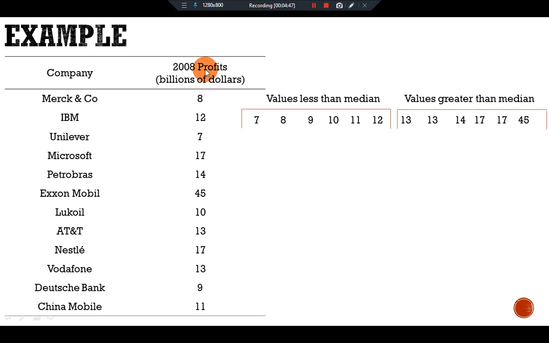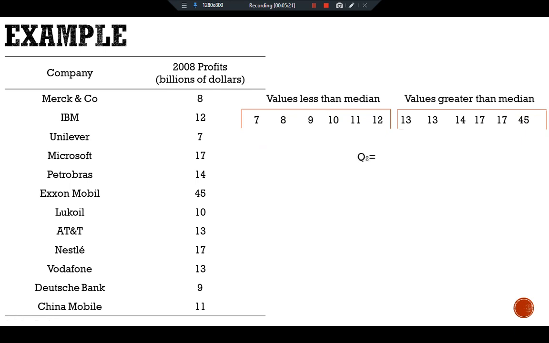Here we have a mixed data set, but we arrange the data set in increasing order: 7, 8, 9, 10, 11, 12, 13, 14, 17, 17 and 45. So we divide the data set into two parts, that is values less than the median and values greater than the median, because we have an even number of data, that is 12 observations. So that's why we can divide the data into two parts.